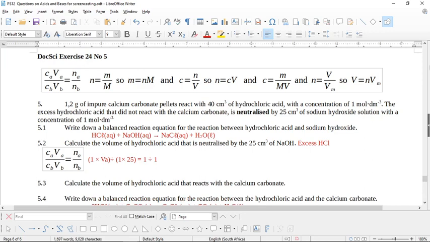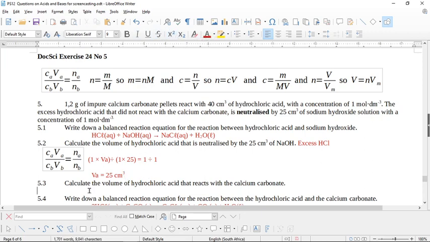So if we substitute here, we're going to get Va over 25 equals 1, which means Va is going to be equal to 25. And my unit is going to be cubic centimeters because the other volume I put in there was cubic centimeters as well, okay?